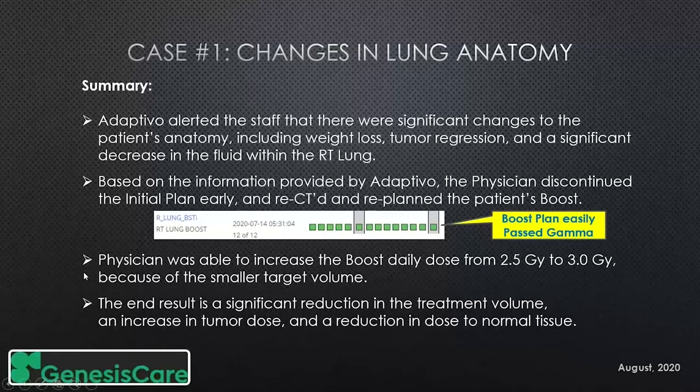Next, the physician was able to increase the boost daily dose from 2.5 gray up to 3 gray because of the smaller treatment volume. The end result is a significant reduction in the treatment volume, an increase in the tumor dose, as well as a reduction in dose to normal tissue.